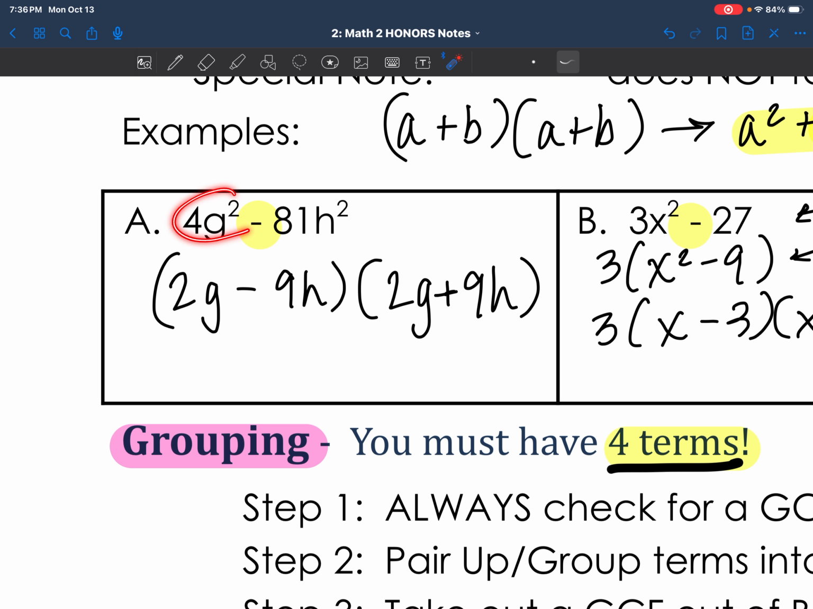So we're going to take the square root of this, and I get 2g and 2g. We're going to take this, and we're going to make that 9h. So we're taking the square root of both terms, 2g and 9h. And then you make one a negative, or minus, and one a plus, and then you're good to go. And we can't break it down anymore.